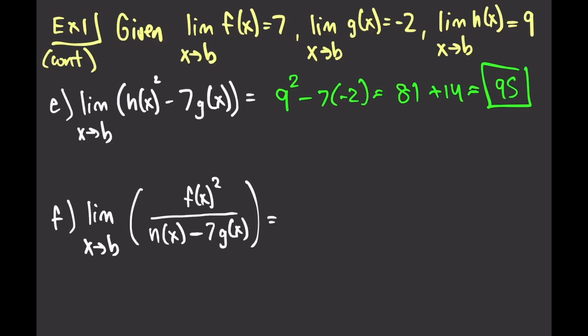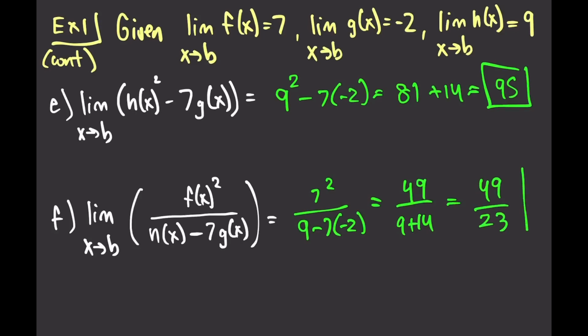One more, then I'm going to move on to a new topic. The last one here, I've got the limit as x approaches b of f of x squared over the limit of h of x minus 7 times the limit of g of x. All right, so the limit of f of x squared, that's going to be 7 squared, over the limit of h of x, that gives us 9, minus 7 times the limit of g of x, which is negative 2. So 7 squared, 49. That's going to be, what, 9 plus 14, which I believe is 23. 49 over 23, and we're just going to leave that as a fraction.